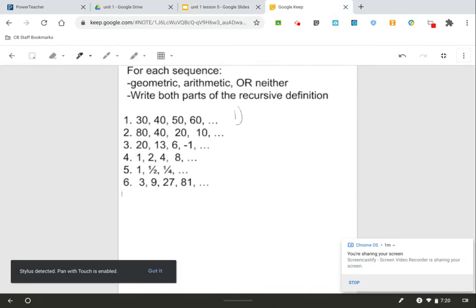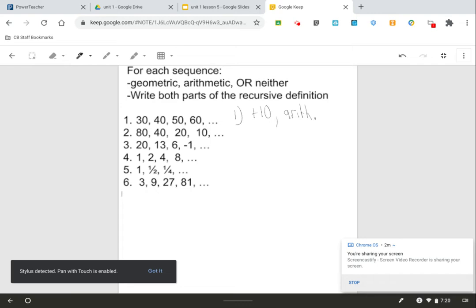If I look at number one, I have 30, 40, 50, 60. It's pretty clear that I'm adding 10. The pattern is to add 10 each time, so that makes it an arithmetic sequence. So number one is an arithmetic sequence because we're adding 10.